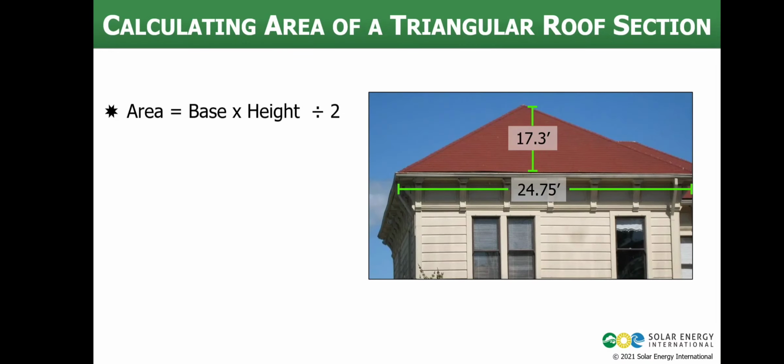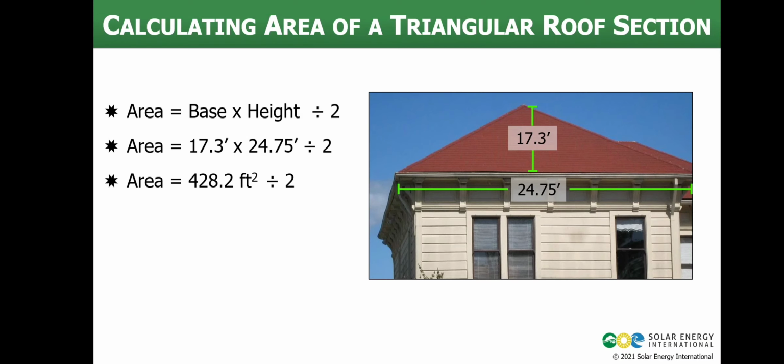Okay, let's calculate the area of this triangular roof. We know that the formula for calculating area is base times the height divided by 2. So in this case, the width of the base of the triangle is 24.75 feet. The height, which again is not the length of the top of the triangle, it's the vertical height from the edge of the base up to the peak of the triangle, and that's 17.3 feet. We multiply those two together to get 428.2 square feet, and then we'll divide by 2 to get an area of 214.1 square feet.